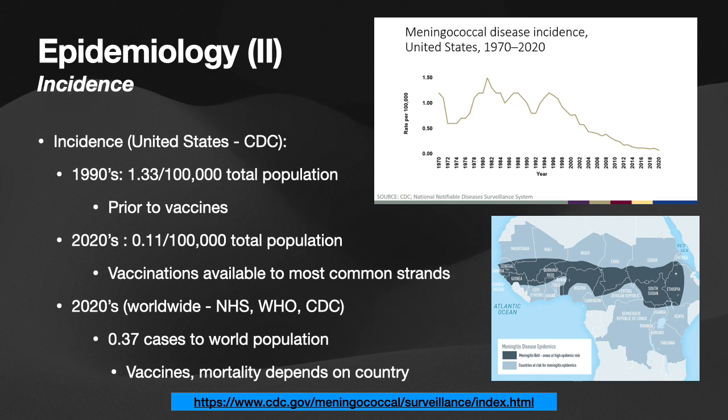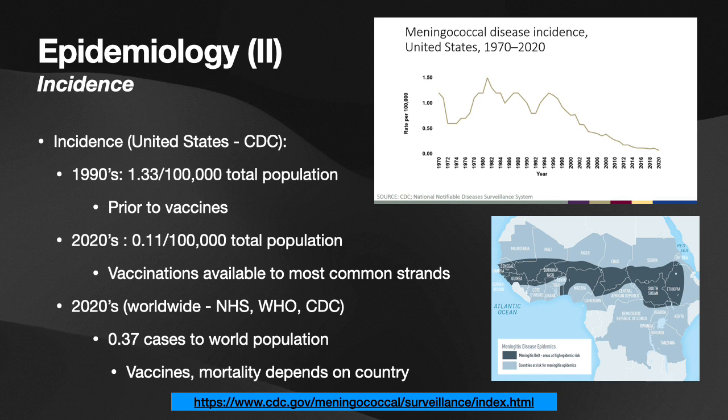Now on to incidence. In terms of incidence, or new cases only during a specific time, we can split this into 2 time frames: before vaccines and post-vaccines. The 1990s were before the advent of a meningococcal vaccine, and in this time, the incidence rate in the United States was 1.33 per 100,000, meaning that there were roughly 1.5 new cases of meningococcal meningitis in the United States on average per day.